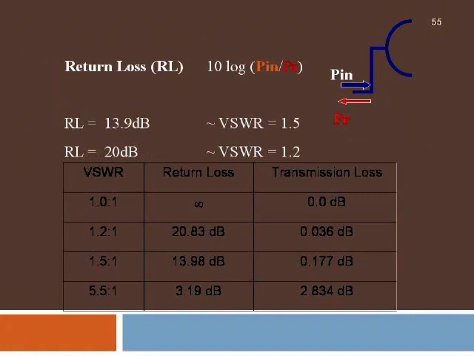The other way of representing the mismatch is by indicating the return loss. The return loss is the ratio of the reflected power to the incident power, and it is normally expressed in dB. But there is a direct relation between the return loss and the VSWR. The return loss is expressed in dB, whereas the VSWR is simply a number. For sample return loss values, the calculated VSWR is shown in this slide.